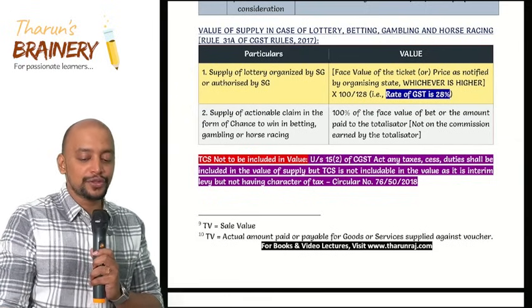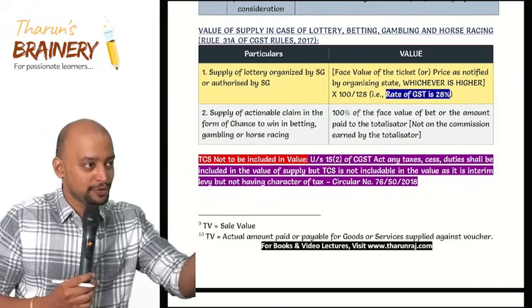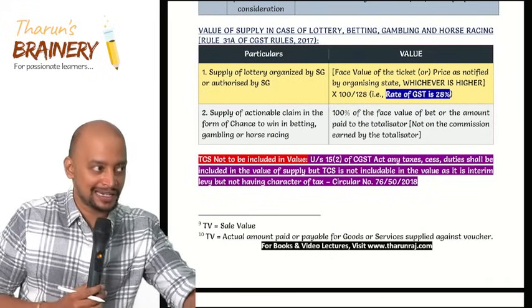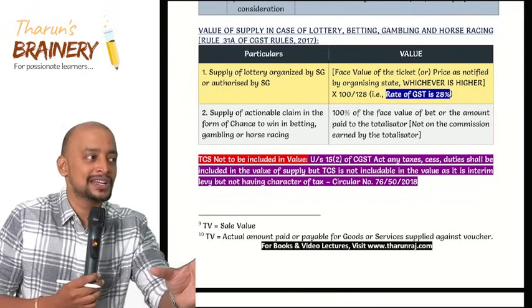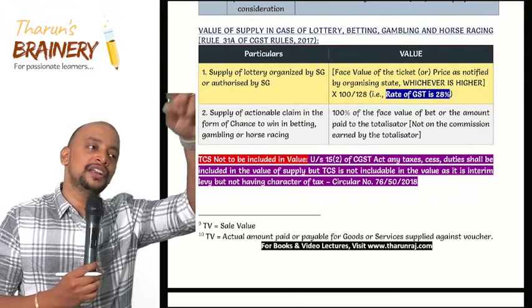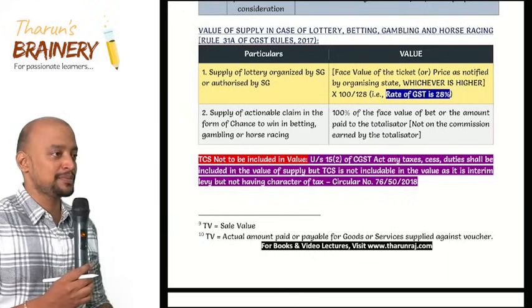So how will this 28% be computed? On inclusive basis. The price of the ticket is 500 face value, notified by the organizing state 400, whichever is higher will be 500. 500 into 28 divided by 128, that will be taken as the GST payable.